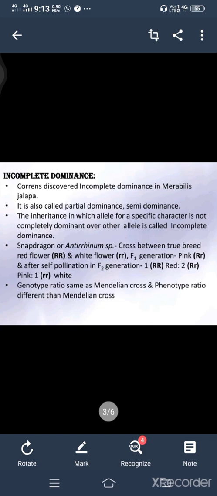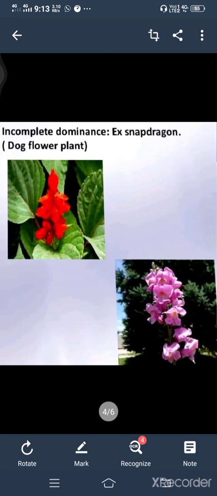It states that it is the inheritance in which the allele for a specific character is not completely dominant over the other allele. That is, the allele for one character is not completely dominant over the allele of the other character. That is called incomplete dominance. Now let us go with the example. This is incomplete dominance in the example of snapdragon, the dog flower plant. One is the pink color flower and the other is the red color flower. So now we'll go with the example.